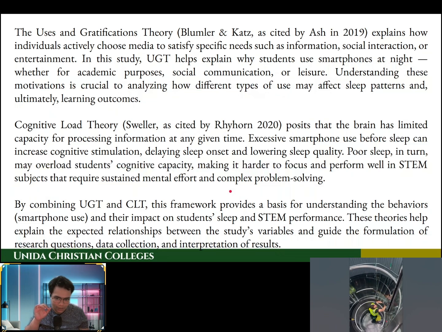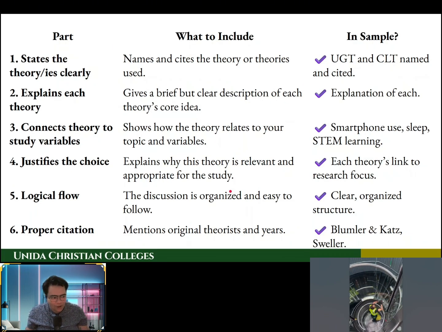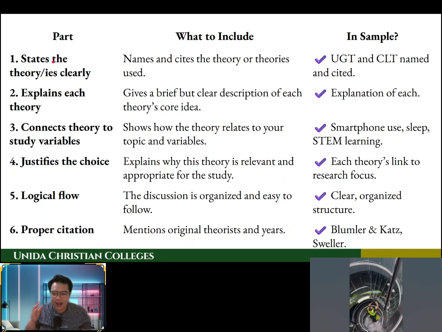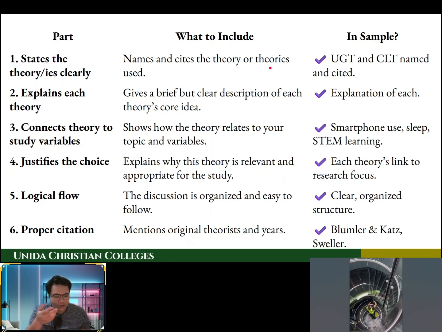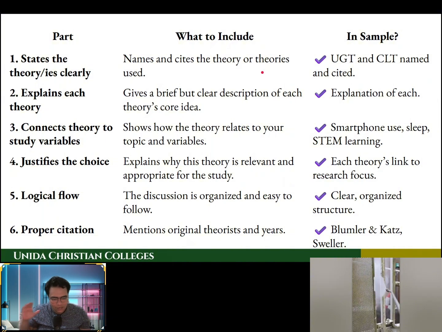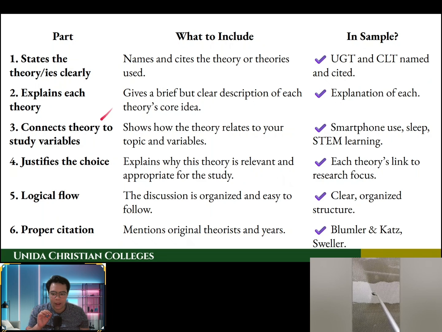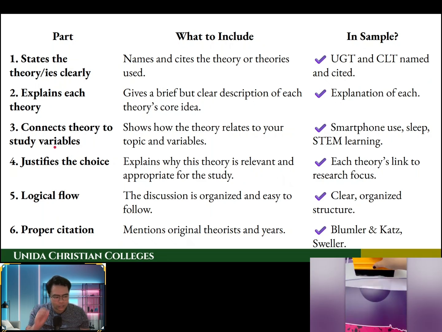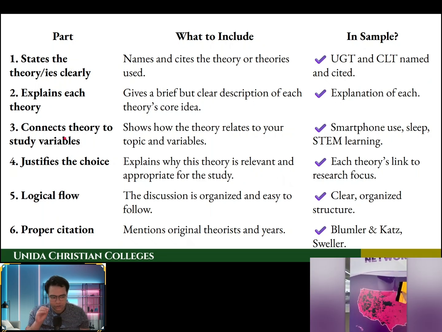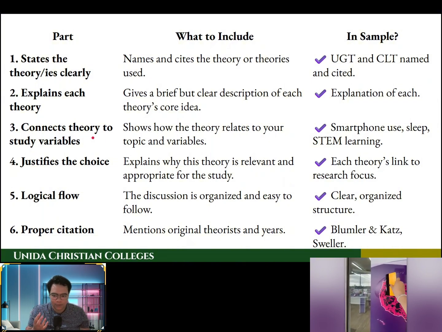Okay? So, of course, meron tayong checklist. Mawawala ba yan? Ayan. So, it states your theories clearly. Of course, nakita naman po natin doon. It was named and cited. It explains each theory. Again, 1 paragraph for each theory. Ngayon, kung isa lang po yung theory ninyo, edi isang paragraph lang po para lang ma-explain siya. It connects theory to study variables. Ayan na yung sinasabi ko. Kailangan merong connection between the theory and your study. In this case, they connected to the variables, they connected to the problem itself.